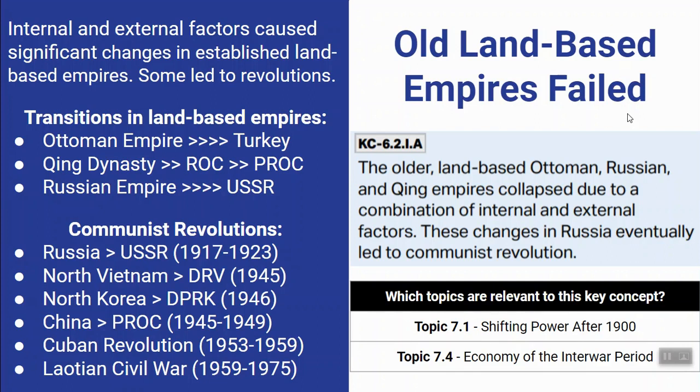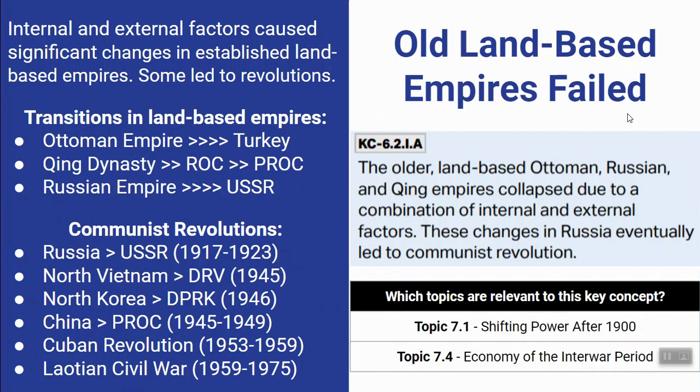I want to take this opportunity, though, just to highlight communist revolutions generally during the 20th century, so you kind of have an inventory of them. So obviously, Russia to the USSR is the first on this list. North Vietnam becoming the Democratic Republic of Vietnam, and then in the 70s achieving unification and Vietnam becoming communist is another one to know.